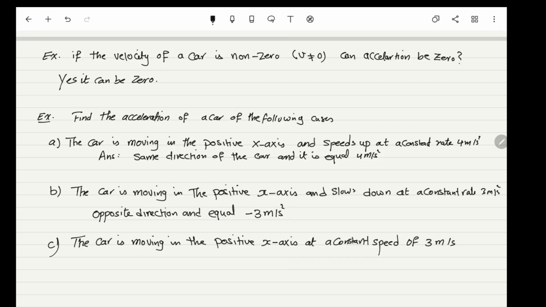Now C, the car is moving in the positive x-axis at a constant speed of 3 meters per second. In this case, the constant speed means that the acceleration is 0.